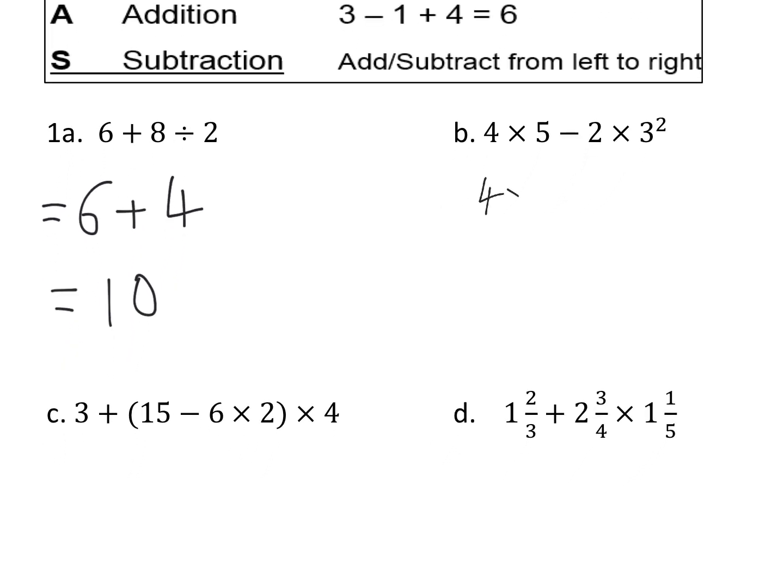If we try not to do too much in one go, it's the indices that we should do first, which is 3 squared, and that gives you 9. We then have 2 sets of multiplications we can do. So the 4 5s are 20 and the 2 9s are 18. And then we do our addition and subtraction. In this case, it's a subtraction, and we get 20 minus 18 is 2.